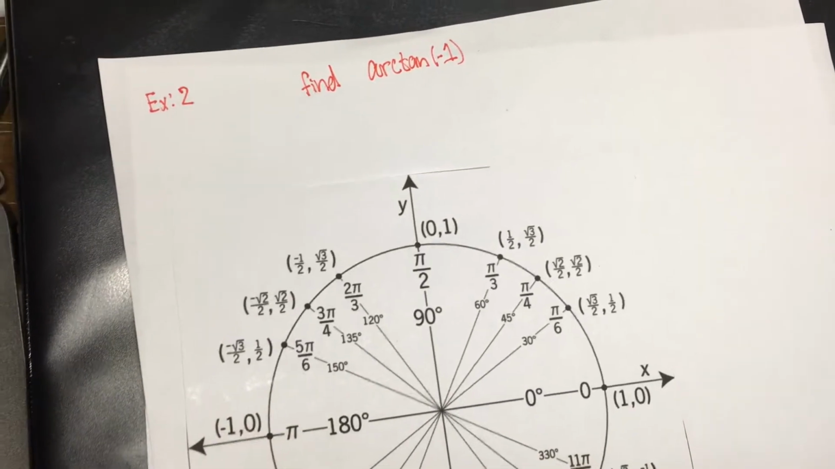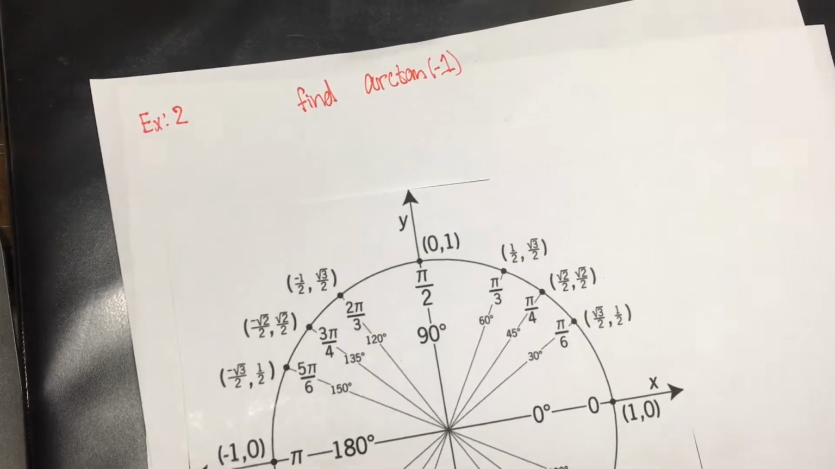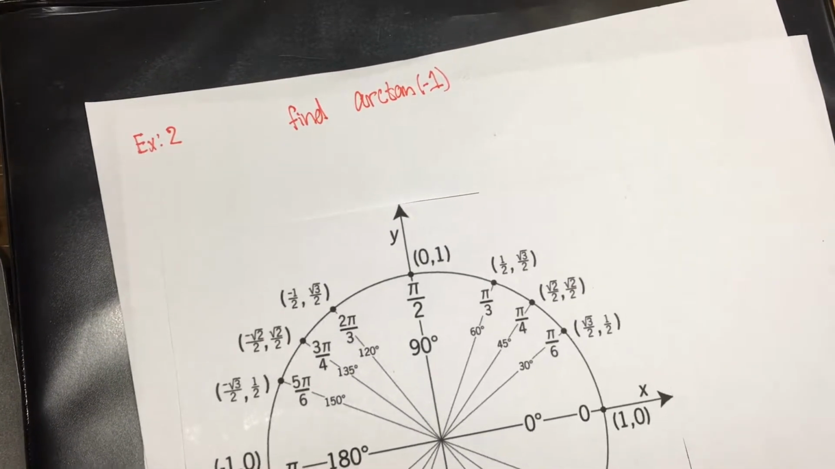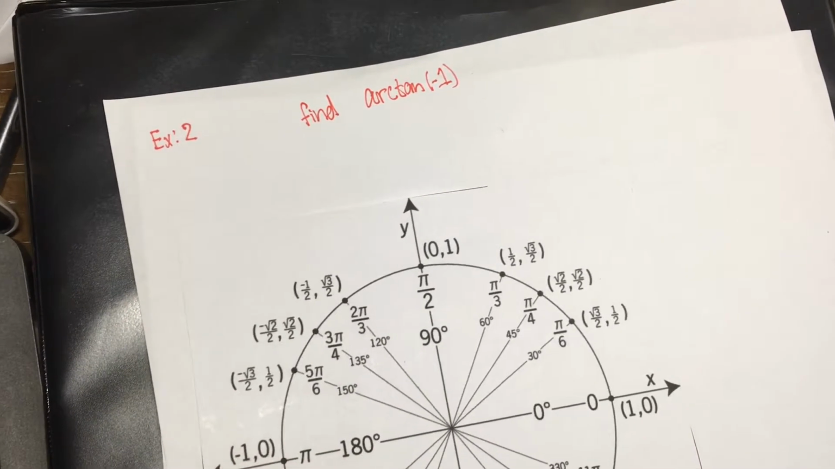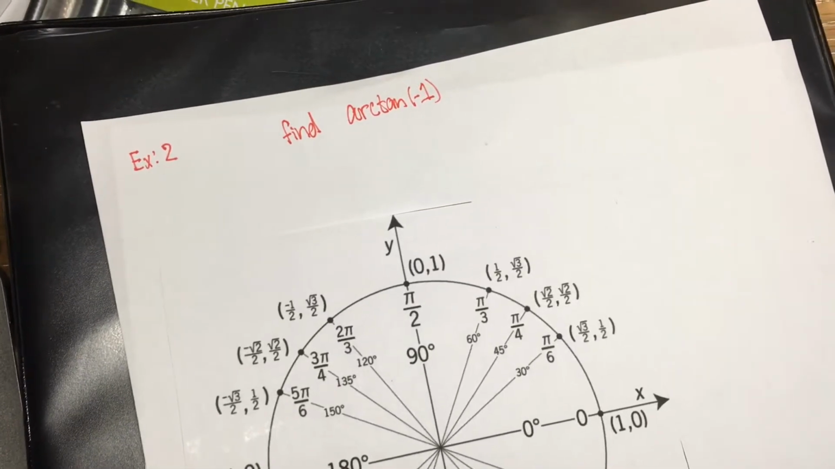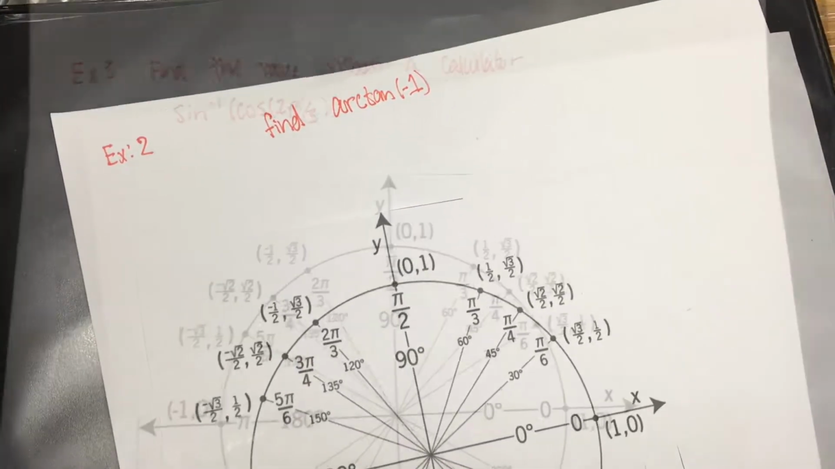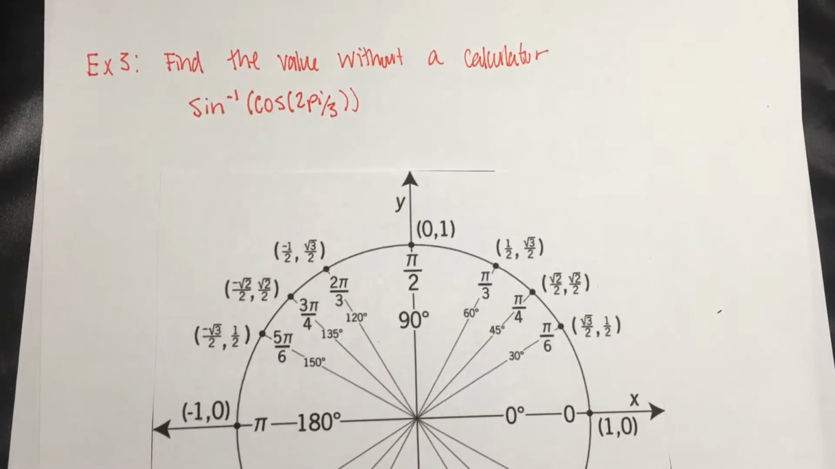So that's one of our answers, as well as 7 pi over 4, because sine and cosine divide to get -1 as well. So all in all, our two answers are 7 pi over 4, as well as 3 pi over 4. Now let's take a look at our third and last example.